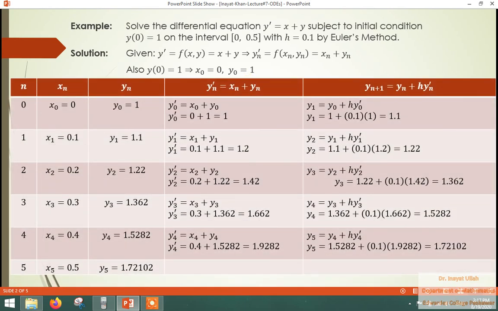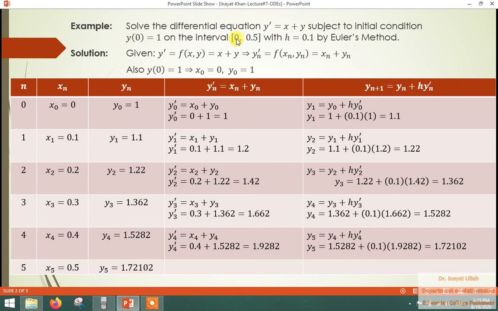Now just look at this table. In the first column we have written the values of n: n starts from 0, 1, 2, 3 and so on. And this is xn, because in this formula x is used and y is used. So the second column is about xn, the values of x. When n is equal to 0, that becomes x naught, and x naught is given to you as 0. From this interval you see that the first value of x is 0, so x naught is 0.